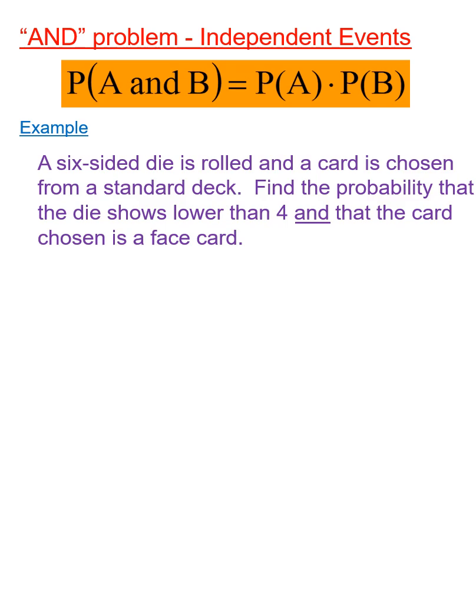Here's an example. Suppose we're going to roll a 6-sided die and pick a card from a standard deck. We want to know the probability that the die is 3 or lower, otherwise known as lower than 4, and that the card chosen is a face card, such as a jack, queen, or king. Well, if we want to compute this probability, we simply multiply the two probabilities together.